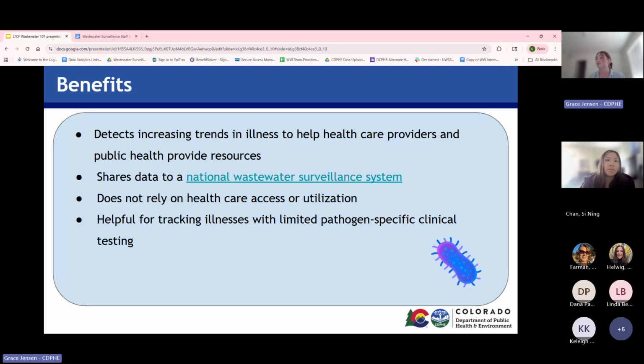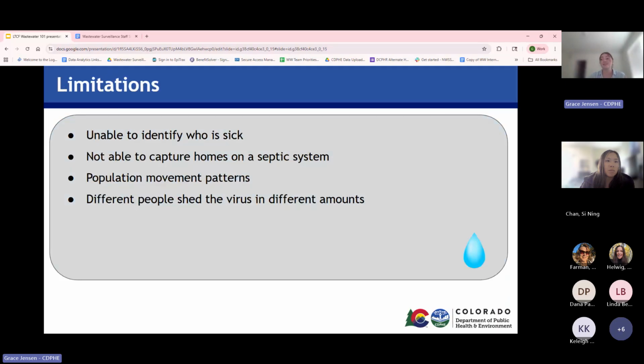So for example, we do EVD68 testing, and that is something that is a very limited resource as far as clinical tests. We work really closely with Colorado Children's for our surveillance system, so it's a really great way to kind of fill that gap in surveillance. There are some limitations. We are unable to identify one principal person who is sick. So for example, for measles, it's really important that we do find that principal case when we're doing an outbreak investigation. And that is just something we're not necessarily able to do with wastewater surveillance.